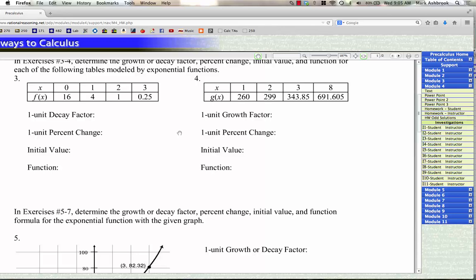What you multiply the last output by to get the new output. Right. So grows by is a little vague. So we want the actual growth factor is a multiplier. That's the key. It's a multiplier on output to get the next output. So if we've got 260 and our next output's 299, what are we going to do to get that multiplier? Yeah, it's going to be 299 over 260.